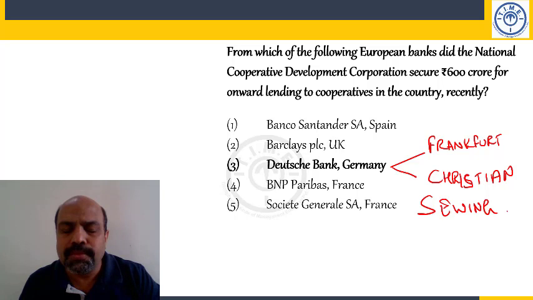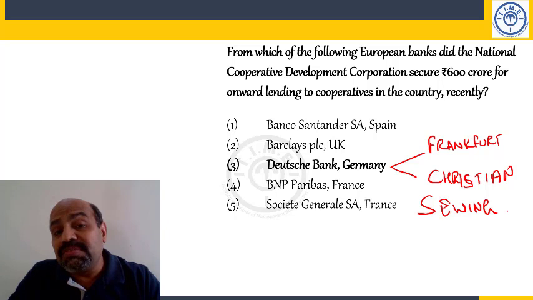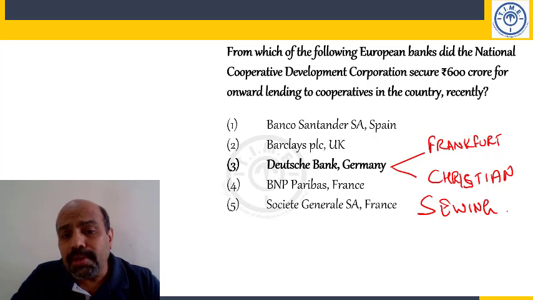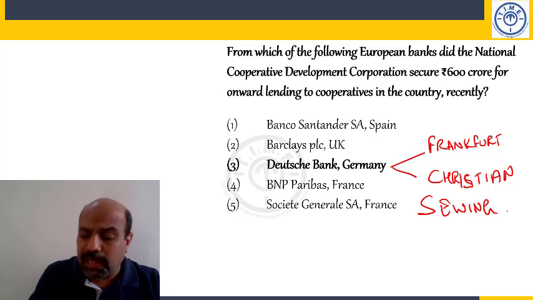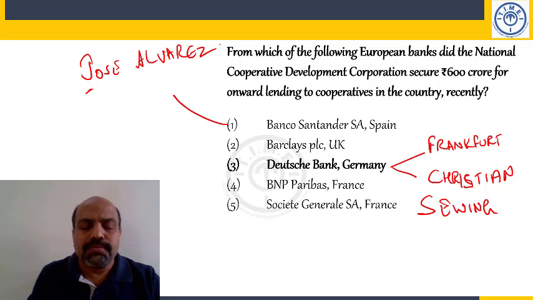Next, look at choice one. Banco Santander, one of the top 20 banks in the world. In fact, it's ranked, I think, the 37th largest public corporation among all public limited companies in the world. Banco Santander is a Spanish bank. Its CEO, you write, is Jose Antonio Alvarez. Simply write Jose Alvarez. It's pronounced with an H.